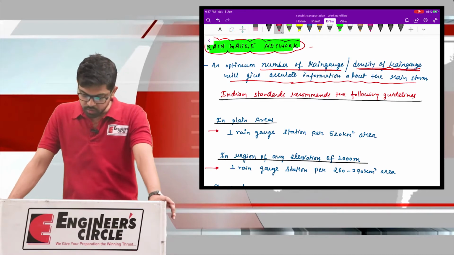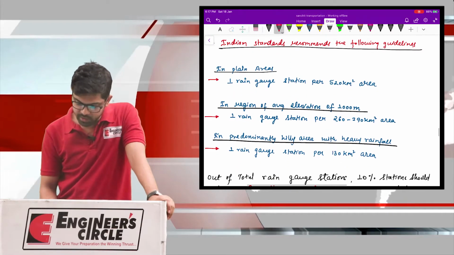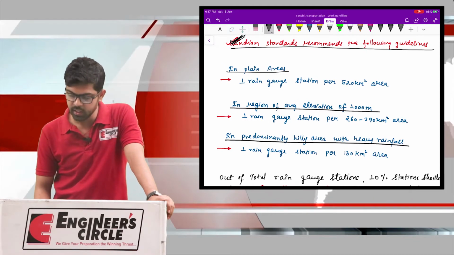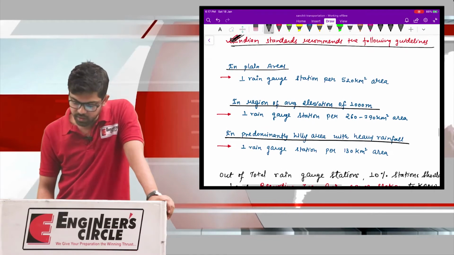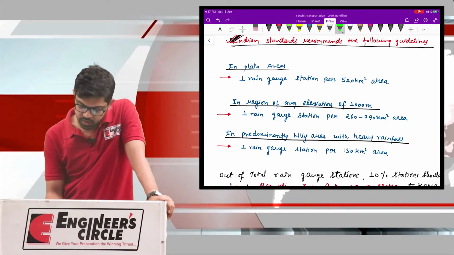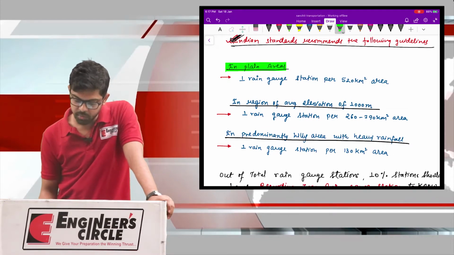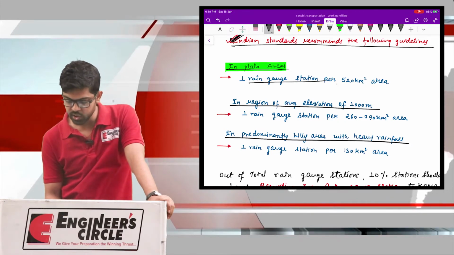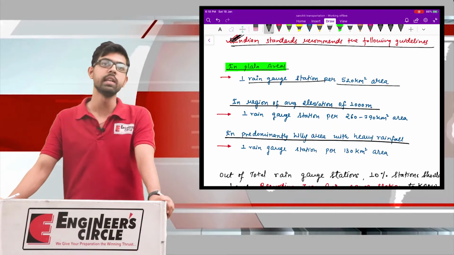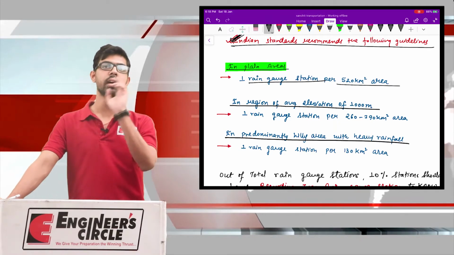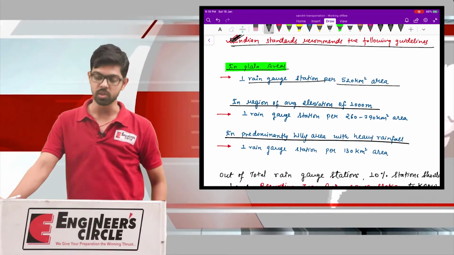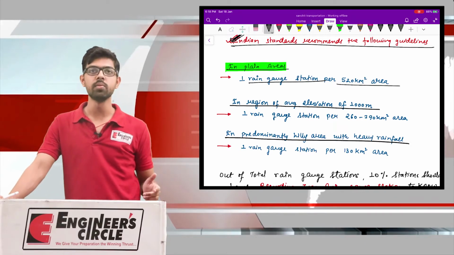Now, what are the Indian Standard recommendations for the establishment of the rain gauge network? First, for a plain area, one rain gauge station is required per 520 kilometer square area. So over an area of 520 kilometer square, you require one rain gauge station. This is basically the density of rain gauge stations.